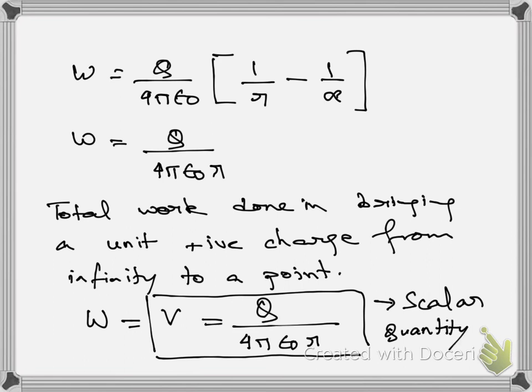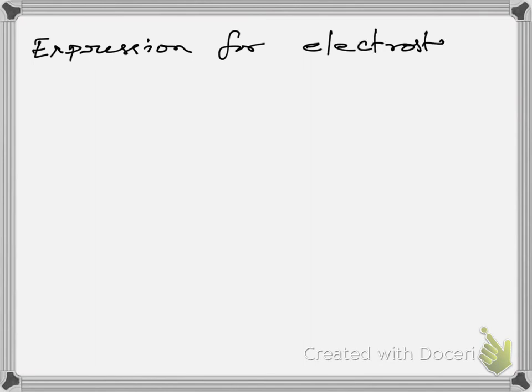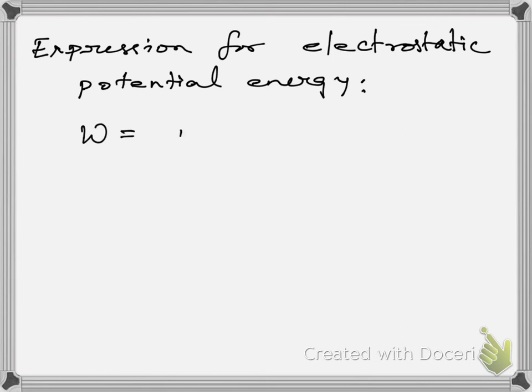This is the expression for electric potential. Now for finding out the expression for electrostatic potential energy, you just need to use the formula W is equal to Q times V, because from infinity, instead of 1 coulomb charge, we may also bring a small q coulomb of charge as well.